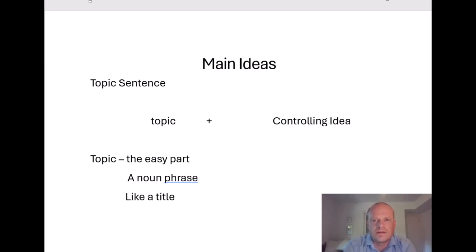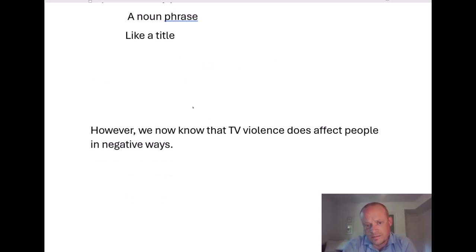A topic sentence is made up of two main parts, the topic and the controlling idea. The topic is usually the easy part to identify. It's oftentimes the subject in the sentence, although not always. Now, the controlling idea could be a little bit trickier. We'll take a look at an example.